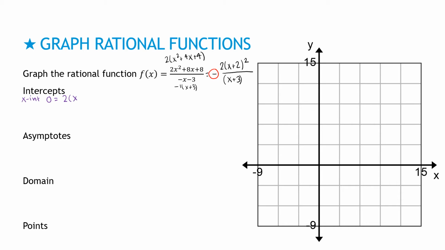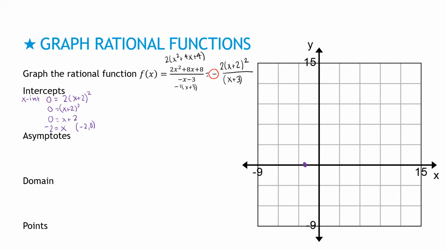So I'm going to say 0 equals 2 times the quantity x plus 2 squared. Divide each side by 2. Take the square root of each side. There's no plus or minus on a 0. And then subtract 2. So -2 equals x is an intercept. Remember, that's the point at -2. So that's not an asymptote. This is the point (-2, 0).